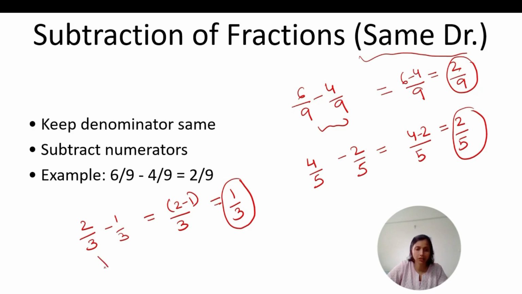Quick visualization, 2 by 3. Suppose I have a pie, I have to divide it into 3 equal pieces. So earlier I had 2 pieces, 2 by 3. Now I gave away 1 by 3, I gave away 1 piece. So how much I am left with? Only 1 piece, which is 1/3 of this entire pie.